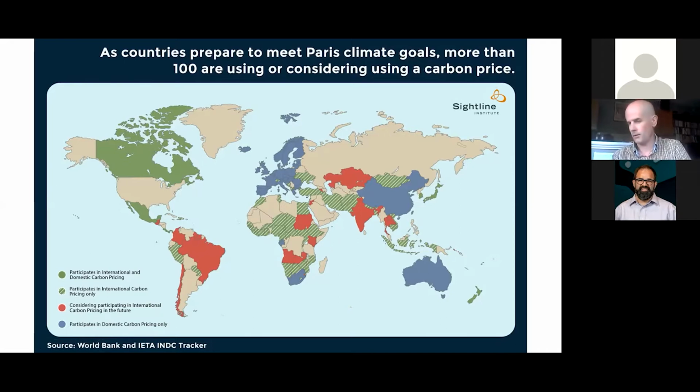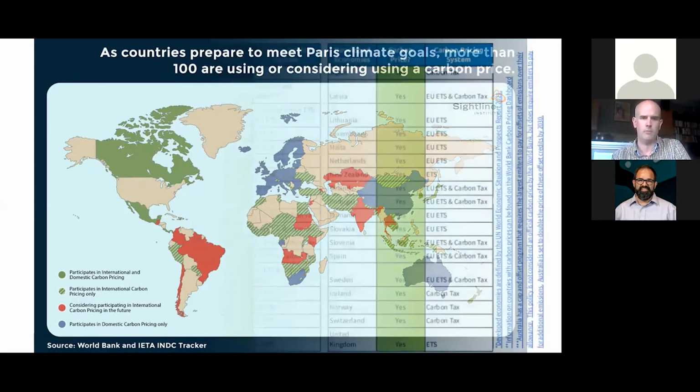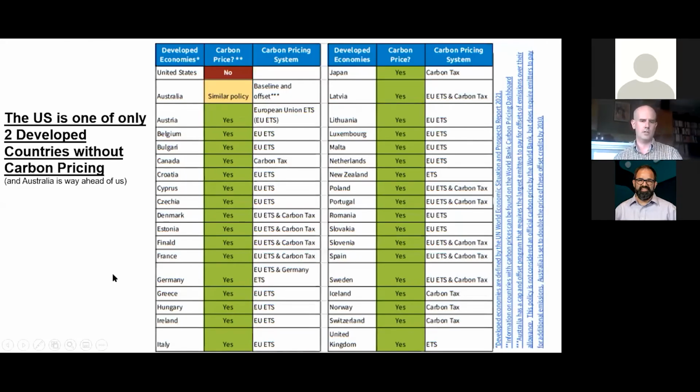80% of our trading partners already have a carbon price. And you can see here that the United States shares the distinction of being one of only 2 countries in the developed world, according to the World Trade Organization, without a carbon pricing mechanism. And Australia is way ahead of us on adopting theirs.